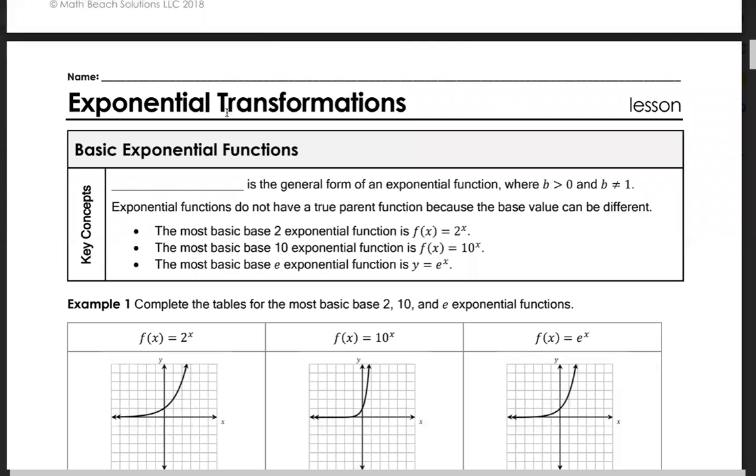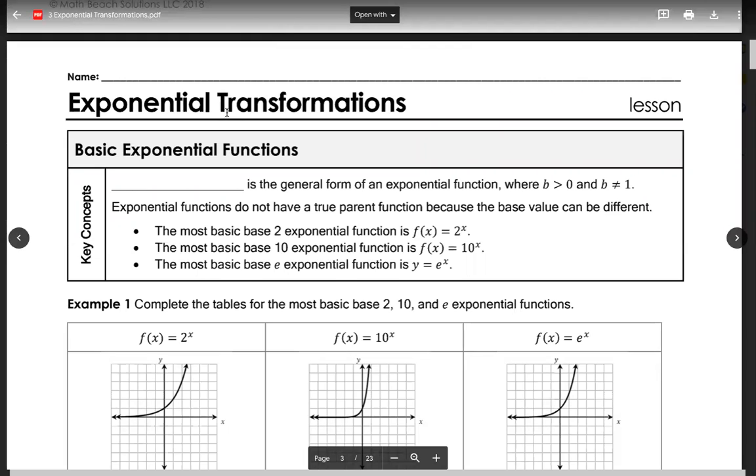Lesson 37 here, exponential transformations. Just kind of giving a quick recap of what we talked about on lesson 36. Exponential growth and exponential decay, basically looking at the base. Okay, kind of goes right here back to the general form of an exponential function.